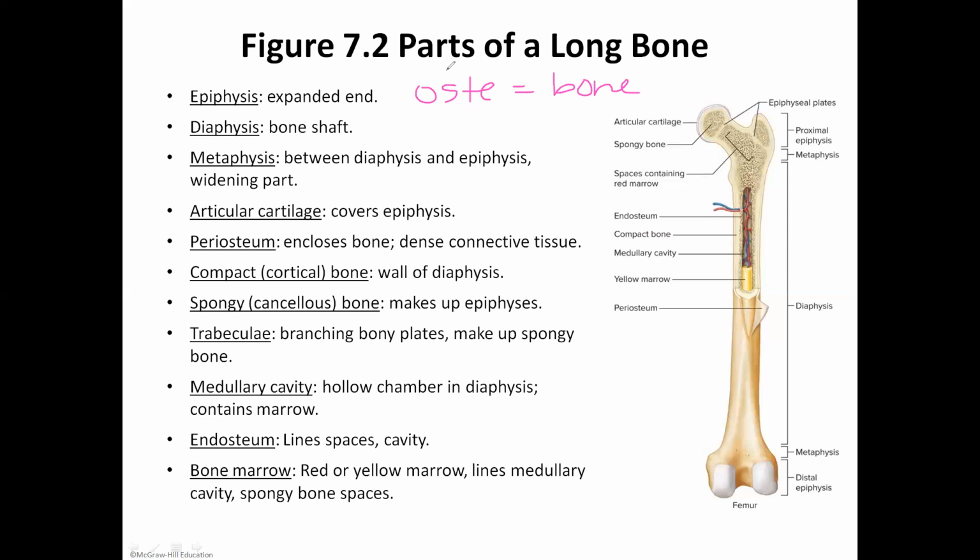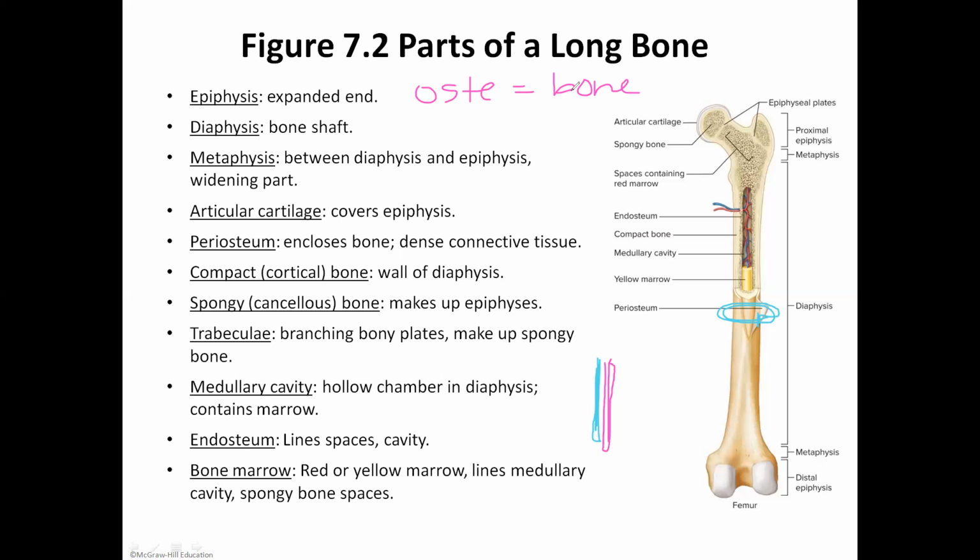Now, the term periosteum: peri means surrounding, and oste means the bone. So if we look here, we're going to see that there's this covering over the bone referred to as the periosteum. The periosteum is the outermost layer, and deep to that you are going to have the compact bone. Again, the compact bone is nice and tough and hard. It creates the walls of the shaft, or that diaphysis.